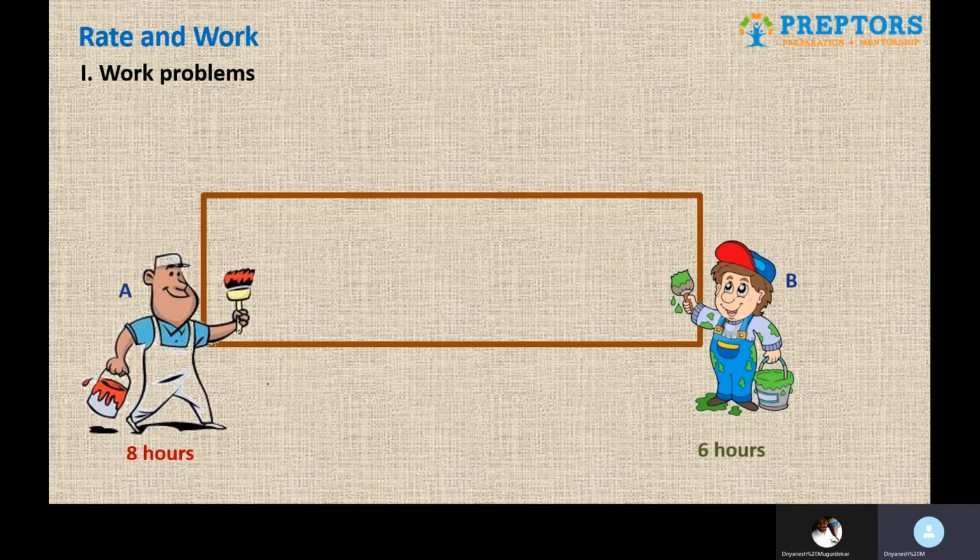Now please don't add these numbers of 8 and 6 hours and take the average, because that will give us 7 hours as the answer, which is fundamentally wrong. Why is it wrong? Because B alone can do it in 6 hours. So if together they do it, it should definitely take less than 6 hours. So 7 hours can never be the answer.